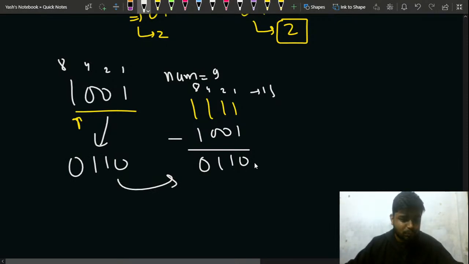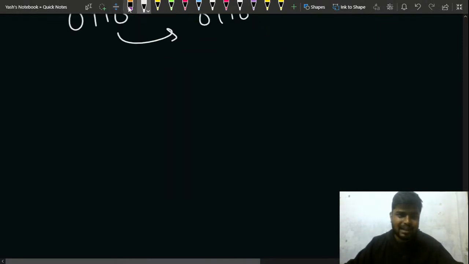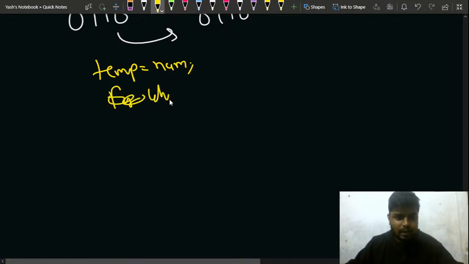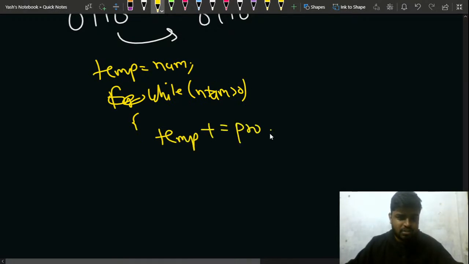So in this way, if I have a particular number, then what I can do is, in my temp, I can first of all push this number. After that, while my number is greater than 0, that is, if the number is existing, then I will multiply my temp plus is equal to product, right? Product will be initialized to 1. Then I'll keep on updating my product asterisk is equal to 2.